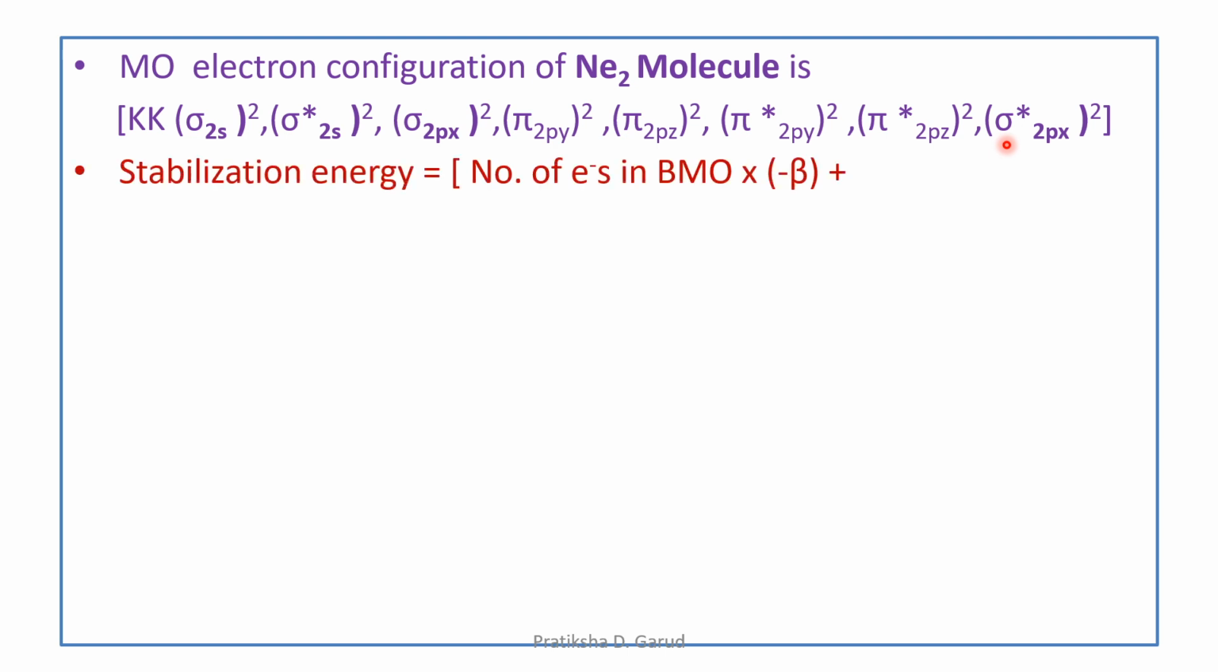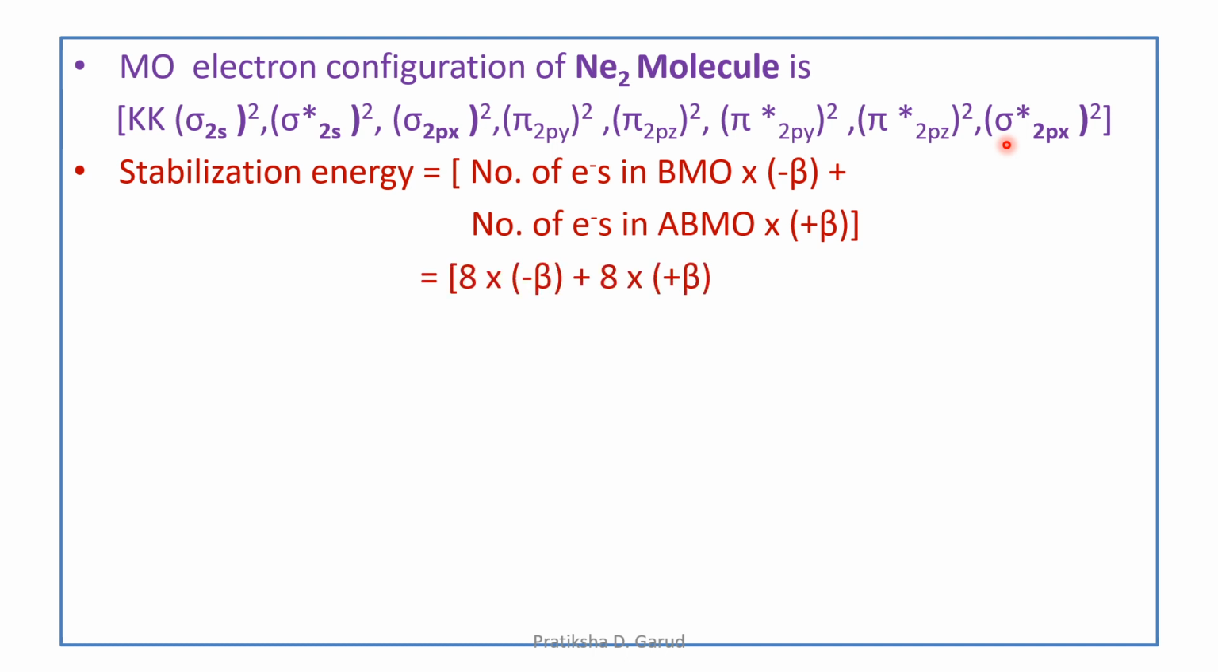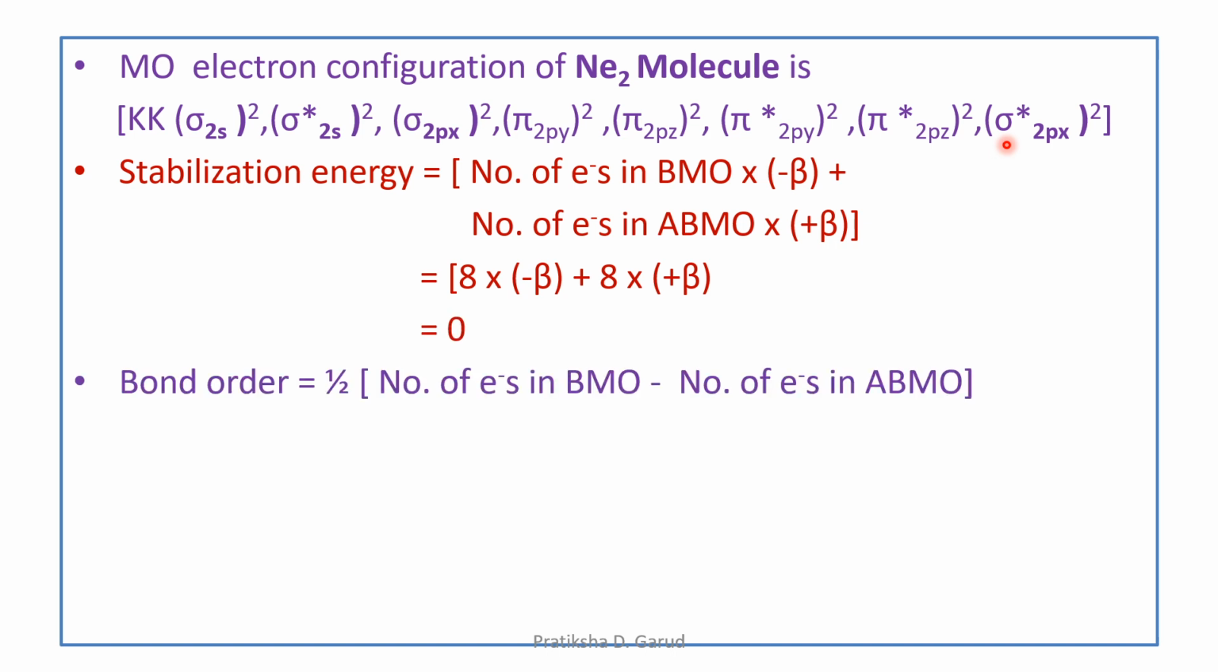Stabilization energy is equal to the number of electrons in BMO into minus beta plus the number of electrons in ABMO into plus beta, which is equal to 8 into minus beta plus 8 into plus beta. So this becomes 0. Bond order is equal to 1/2 into the number of electrons in BMO minus the number of electrons in ABMO, which is equal to 1/2 into 8 minus 8, which is equal to 0. So the stabilization energy as well as the bond order are both 0.